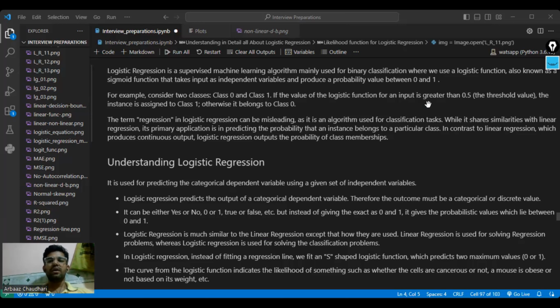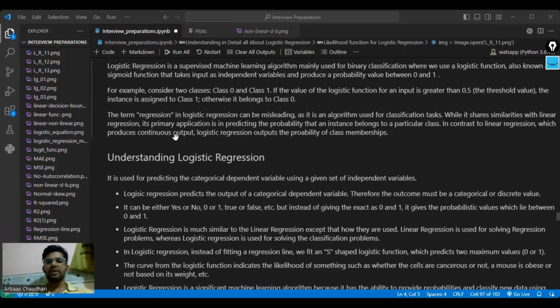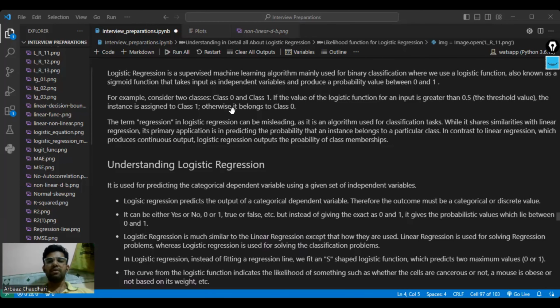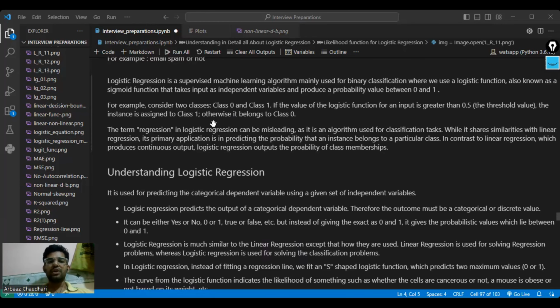So if the value of the logistic function for an input is greater than 0.5, then that data point or instance will go to class 1. Otherwise, it will go to class 0. This is the example which I have written so that you can understand it properly. The term regression in logistic regression can be misleading, as it is an algorithm used for classification tasks.